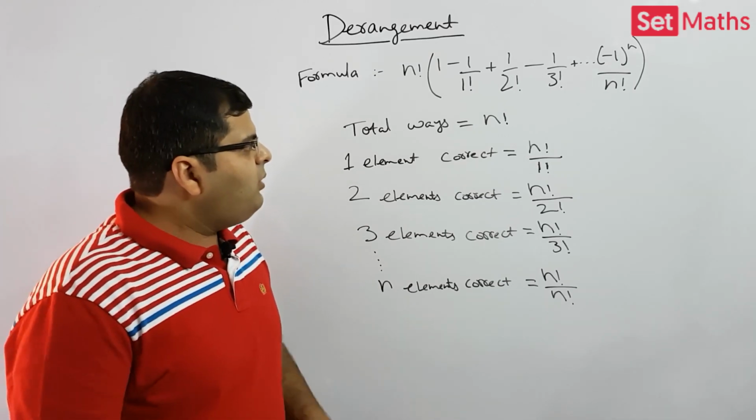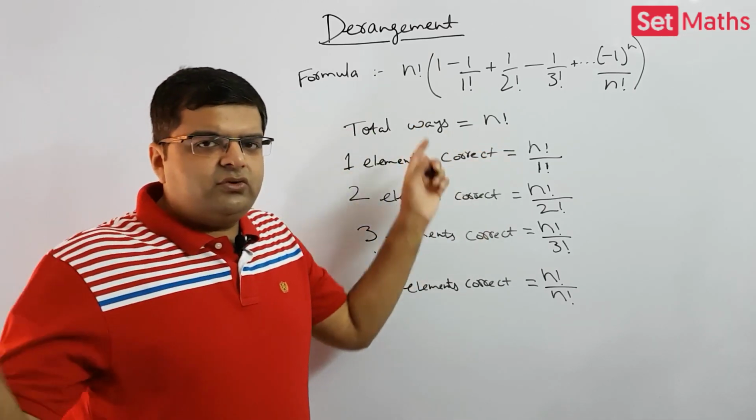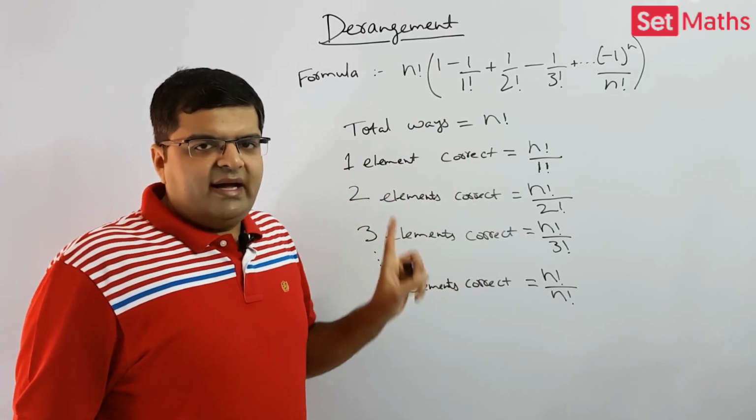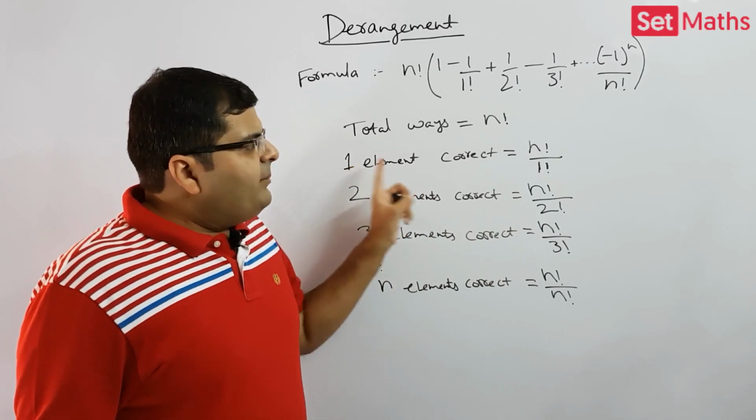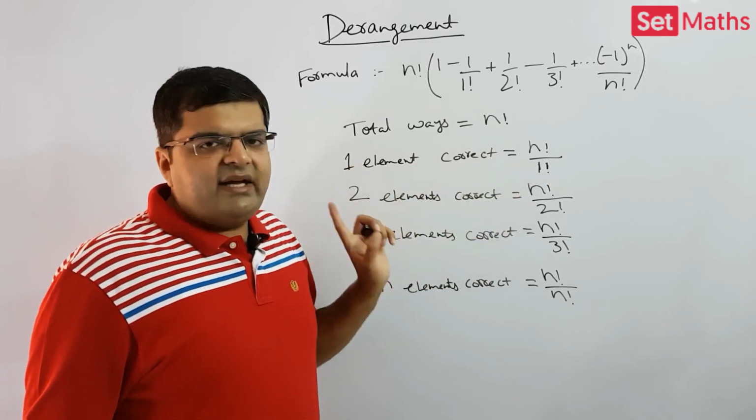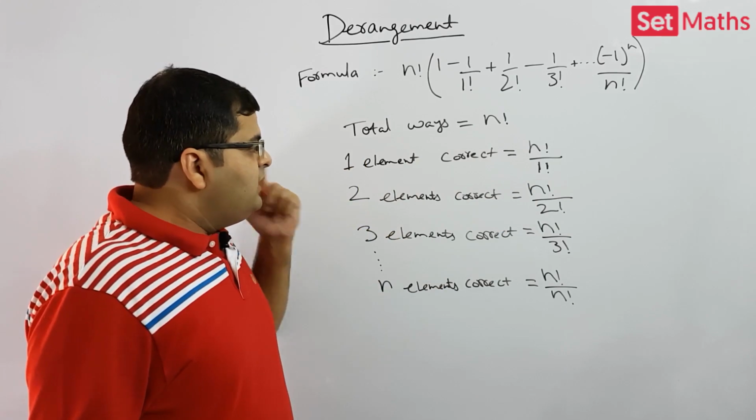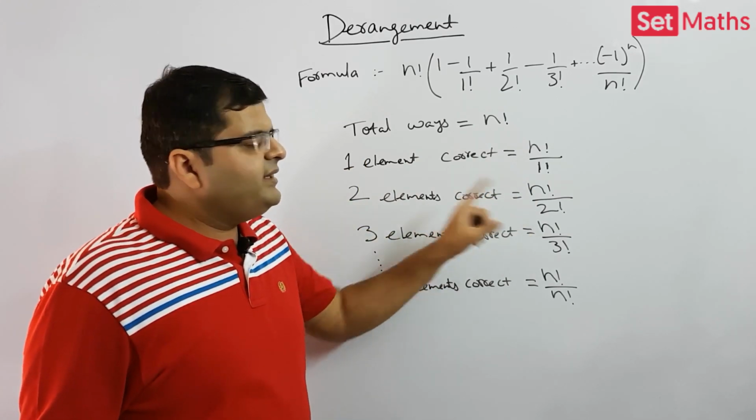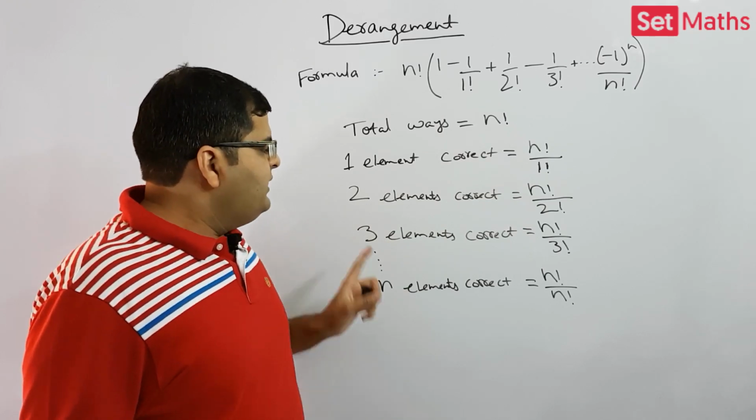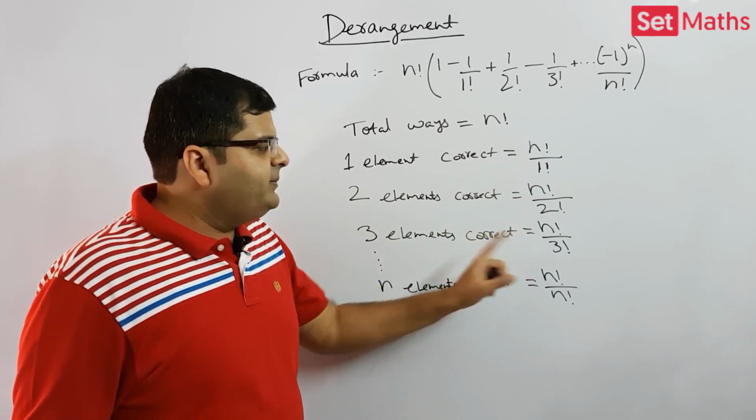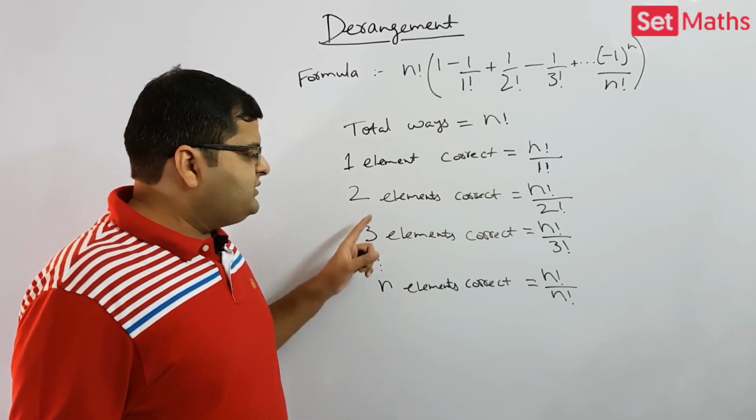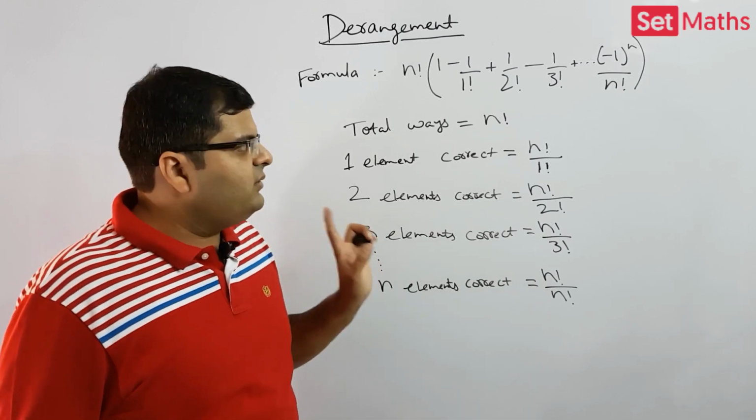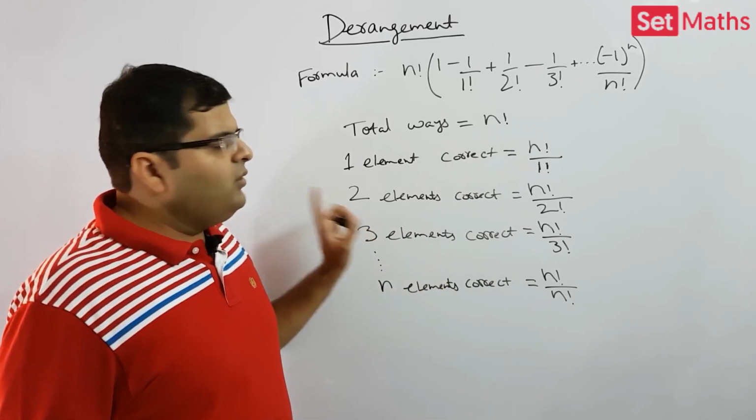Now what we are getting is that the total number of ways to arrange n elements is n factorial. But if I place one of the elements at its correct place, the number of ways the arrangement can happen is n factorial upon 1 factorial. If I place two elements at a correct place, then the number of possible arrangements is n factorial by 2 factorial. If three elements are placed correctly, then it should be n factorial by 3 factorial. Similarly, if n elements are placed correctly, the number of possible ways is n factorial by n factorial. This is what we know.